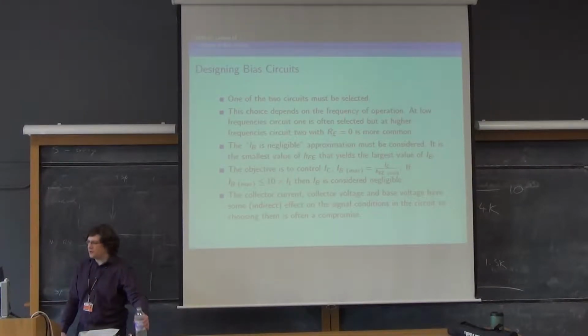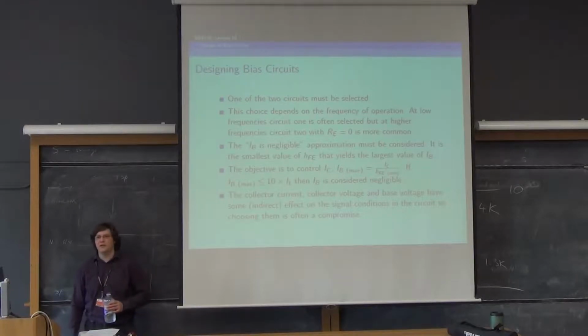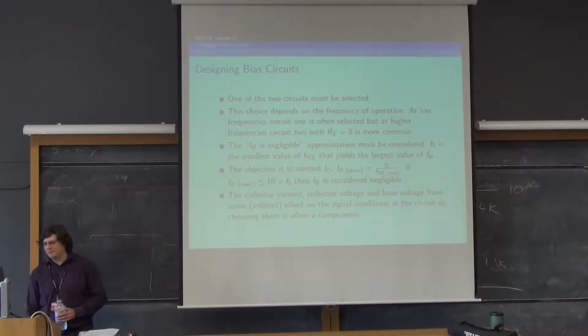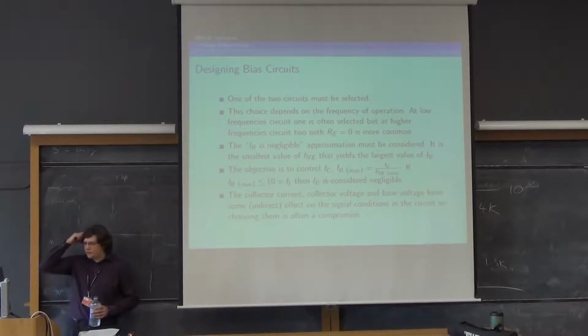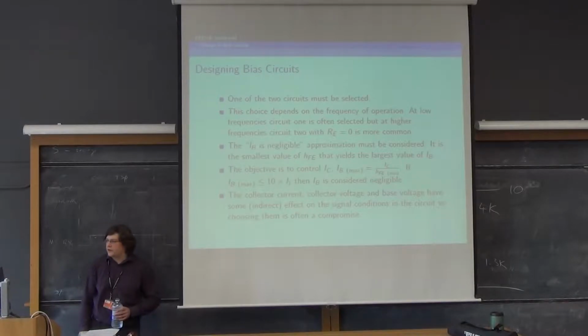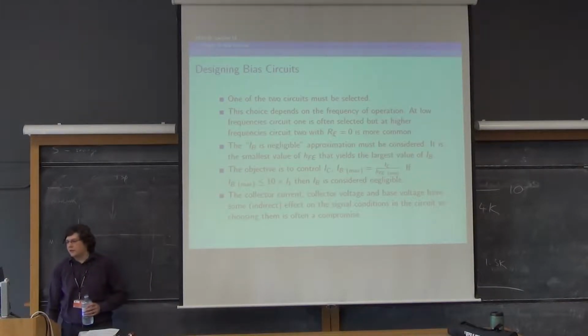So you have to choose one of these two bias circuits. Now, the fact of the matter is I would probably have chosen one for you, and that would be the one that you're facing on the day. But the choice in practice depends on the frequency of operation. And at low frequencies, we often use circuit 1, and at higher frequencies, as I said earlier, we've got RE is 0 and it's circuit 2.